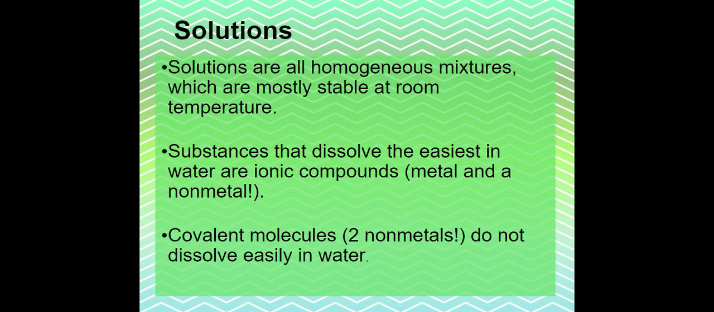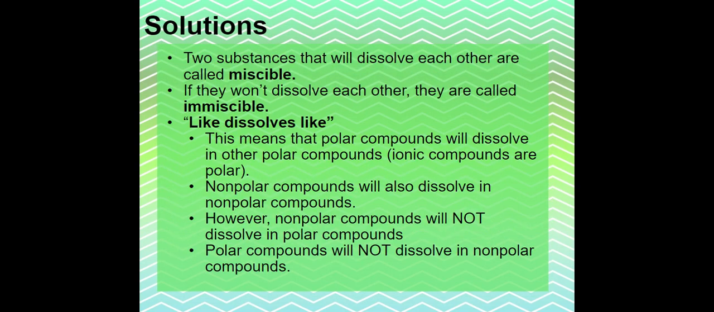There are different types of solutions. So there is an ionic solution, which is basically an aqueous solution. So anything that dissolves in water is going to be ionic, and anything that is covalent, meaning it has two nonmetals, does not dissolve easily in water. So if it does dissolve easily, that's called miscible. So water and salt, water and sugar, those are miscible. But if they don't dissolve in each other, they don't mix, then that's called immiscible.